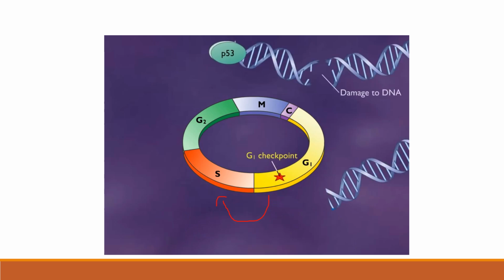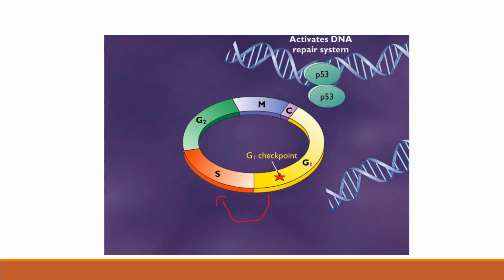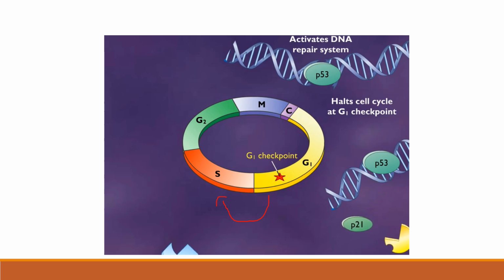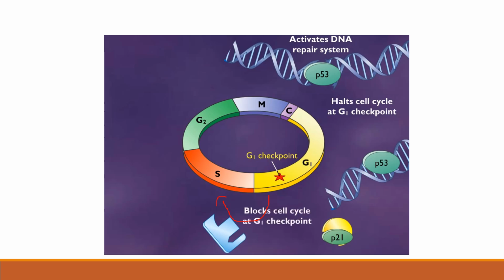The tumor suppressor protein P53 works at the G1 checkpoint. It senses the integrity of the DNA and activates the DNA repair system if the DNA is damaged. P53 stops the cell cycle at the G1 checkpoint to allow time for the DNA repair by inducing the transcription of P21, which binds to cyclins and CDK and prevents them from interacting. Without the CDK cyclin complex, the cell cycle cannot proceed to the S phase and DNA replication cannot occur.